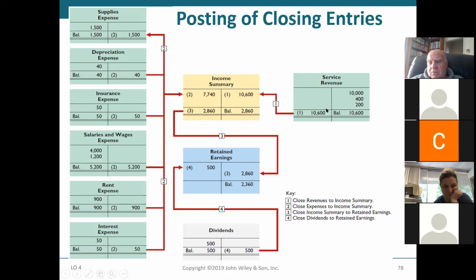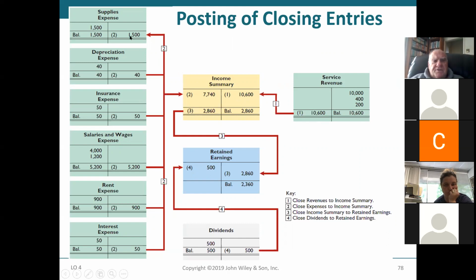Excuse me. General ledger. What were the revenues at the end of the month? $10,600. We have to zero it out. We debit it, so now this is zero. We credit income summary, so now income summary has the sales.